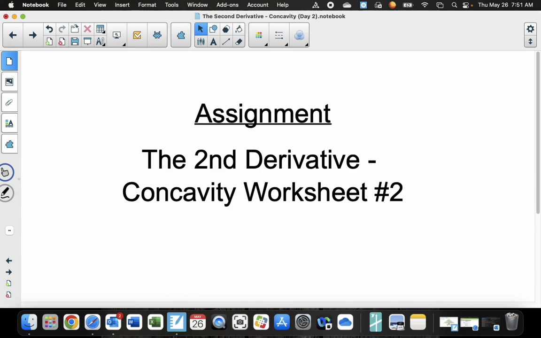Your assignment: second derivative, concavity worksheet number 2.